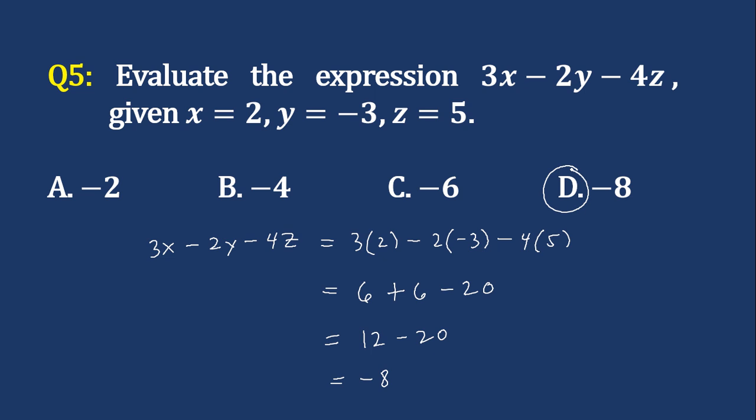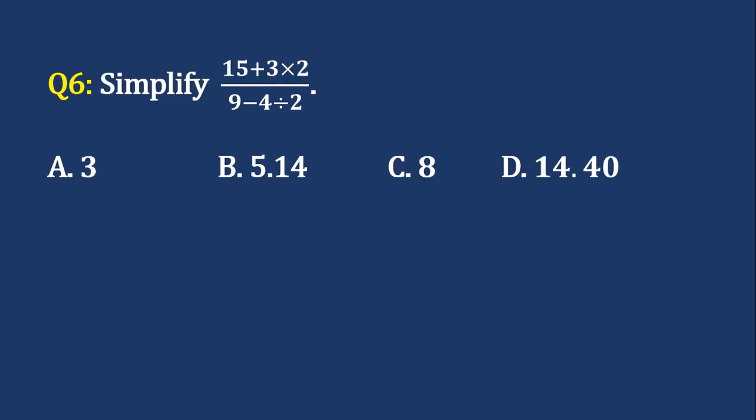Let's have question number 6. Simplify the fraction 15 plus 3 times 2 all over 9 minus 4 divided by 2.